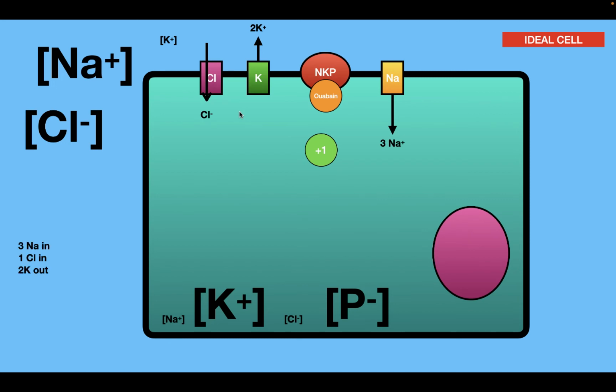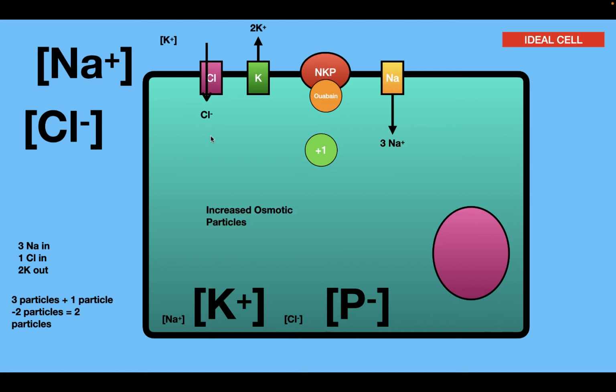So in summary, we have 3 sodium going in, 1 chloride going in, and 2 potassium going out. Now the sodium, potassium, and chloride ions are all osmotically active particles. So we can look at each of these individual ions as a particle. For example, the 3 sodiums can be seen as 3 osmotic particles. If we were to summarize everything, we have 3 particles coming in, 1 particle going in, and 2 particles going out. So if you were to add all these things together, you would get a net accumulation of 2 particles in the cell.